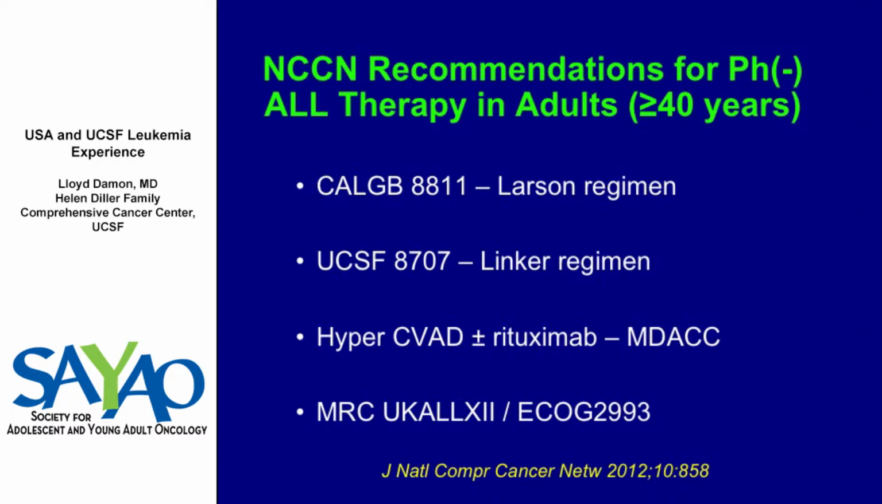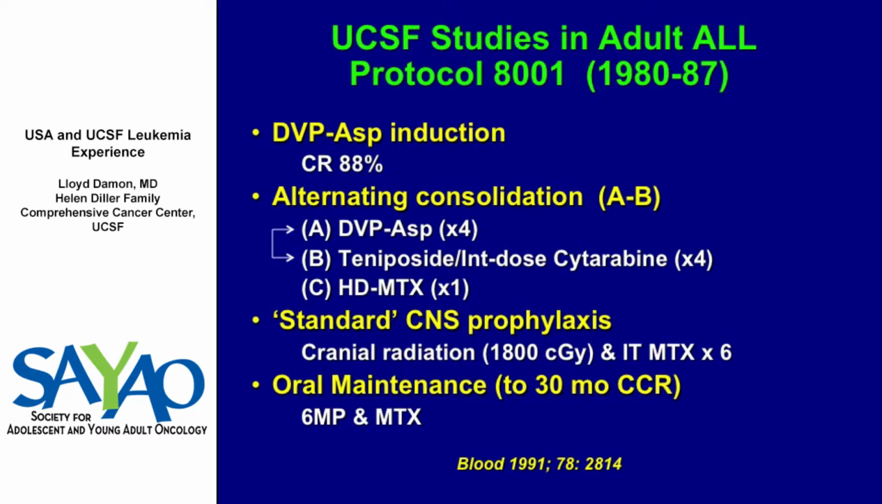I showed this yesterday, sort of the UCSF version of risk-adapted treatment in adults with ALL, taking the poor risk individuals with the intention to allogeneic transplant in first remission, but treating the favorables and the intermediates with adult chemotherapy, and the UCSF therapy is what we generally use. Now, if you look at NCCN guidelines, I showed you yesterday the guidelines for the AYA group. Here are the guidelines for recommended regimens if you're 40 years or older. This includes CALGB 8011, the Larson regimen, our regimen known as the Linker regimen, hyper-CVAD, and then the United Kingdom 12 and ECOG 2993 regimens.